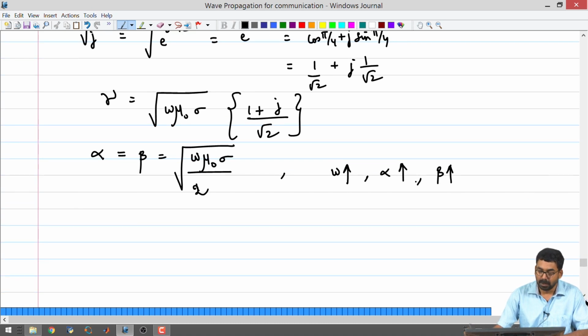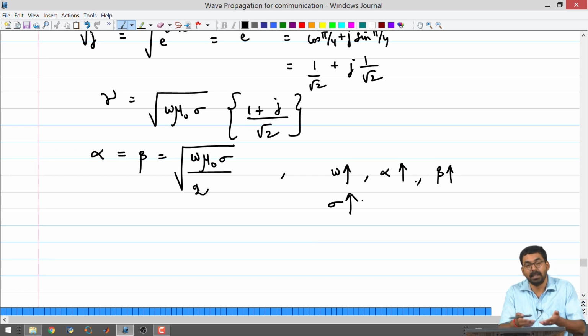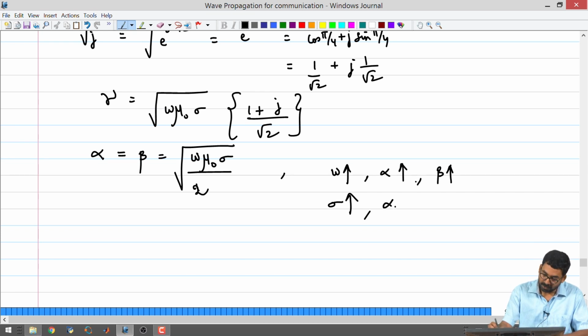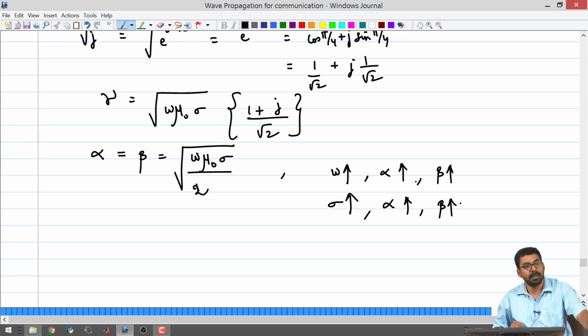The other way to write this down is if the conductivity is very high, which is the case with these materials, sigma is very high compared to epsilon naught epsilon r in this case. You can also write down that your alpha will be high, beta will be high. These are probably easier to remember than the large expression that you had for alpha and beta.